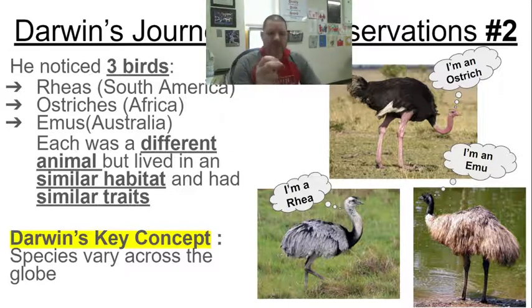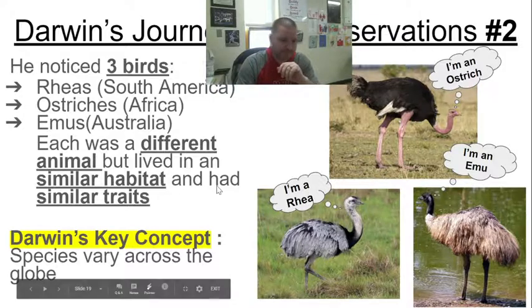So that got him thinking that each animal was different, so why would they have the similarities? They have the similarities because, I'm going to go back to my map here.